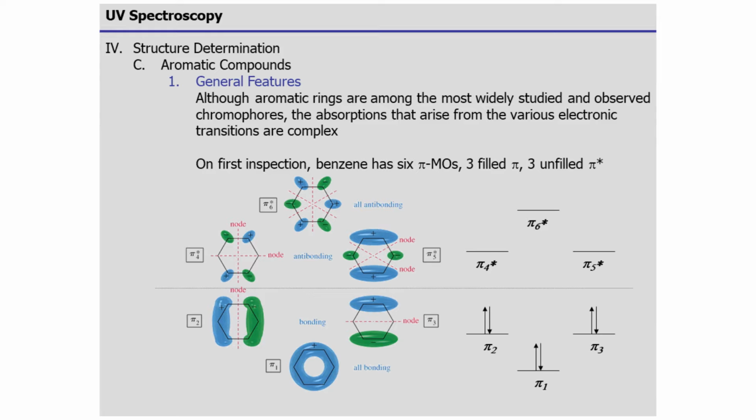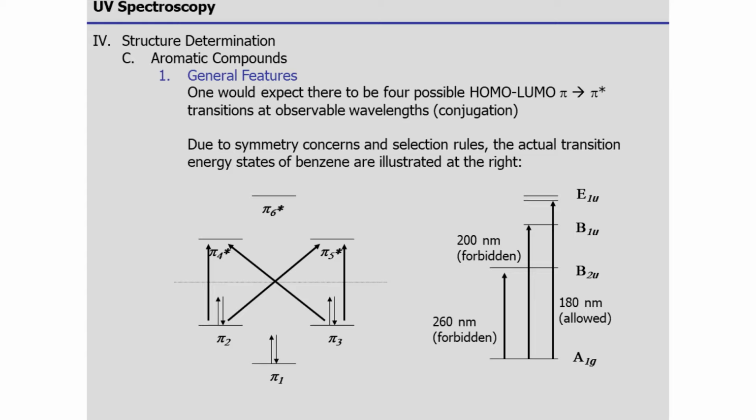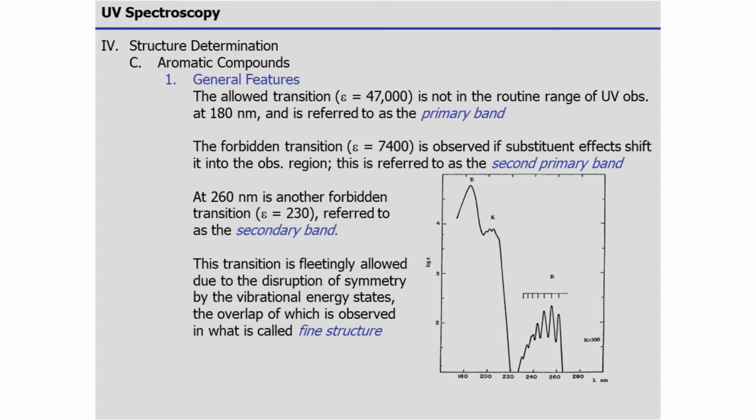Aromatic rings are widely studied due to their complex absorptions from various electronic transitions. Benzene, for example, has 6 pi MOs, 3 filled and 3 unfilled. Benzene's transition energy states are illustrated, showing the possible HOMO-LUMO transitions and their corresponding wavelengths. The allowed transition is not in the routine UV range, while the forbidden transition is observed with substituent effects. Another forbidden transition is noted at 260 nanometers.